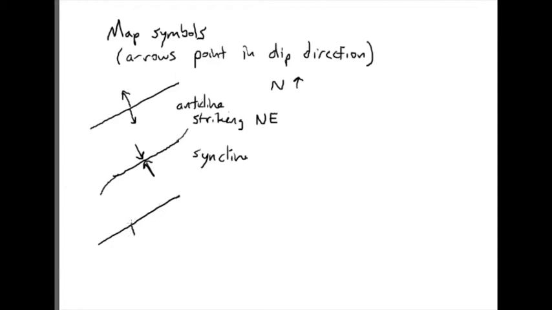We talked about overturned folds, where one of the limbs has been flipped over from the original orientation. This is a symbol for an overturned anticline. And here's a symbol for an overturned syncline.